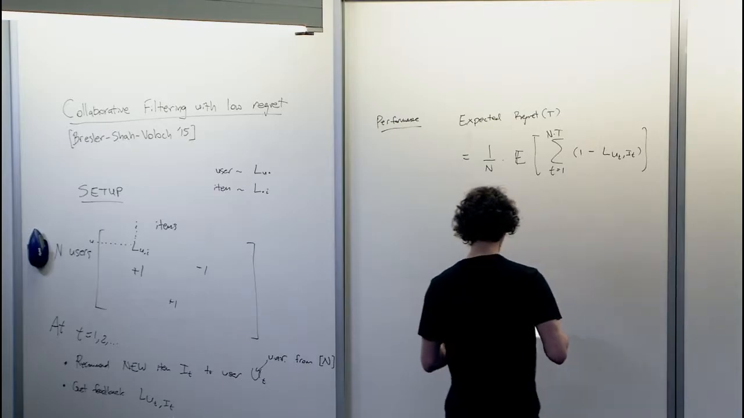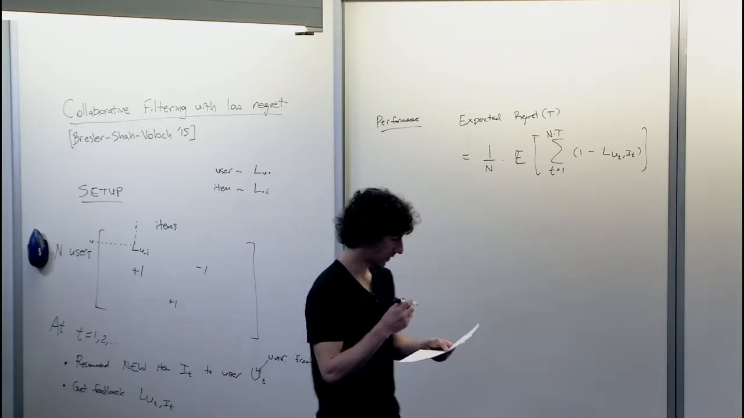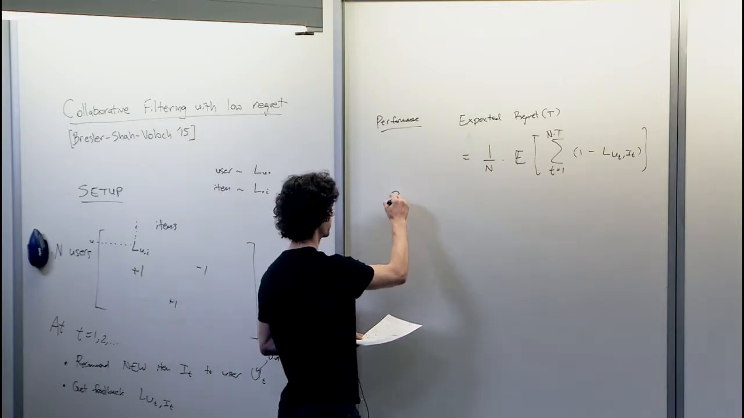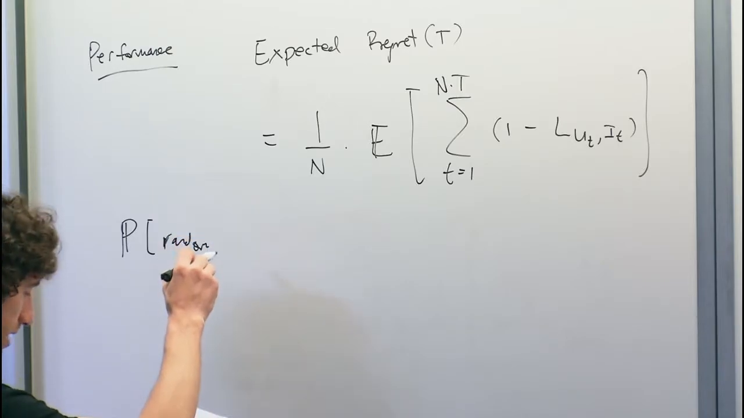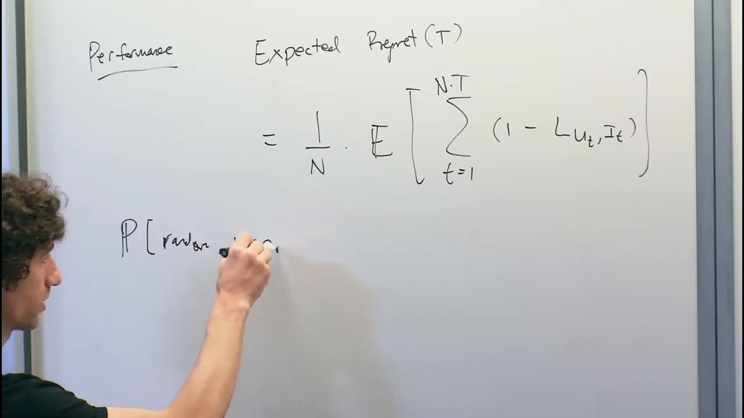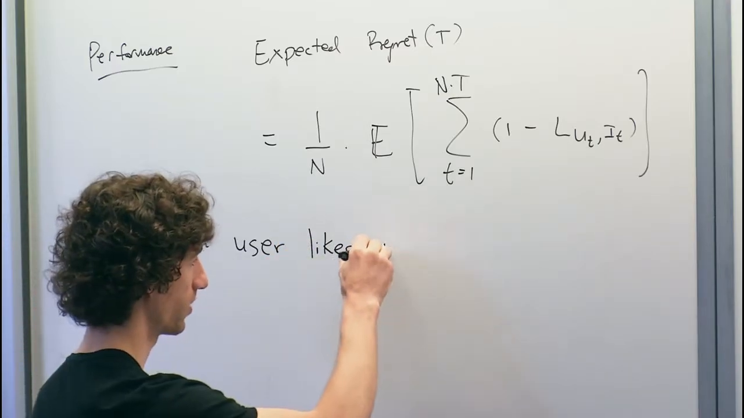Okay. Column or new entry? New entry. Yeah. Okay. Final bit of notation. So the probability that a random user, I'll use better handwriting, likes a random item.